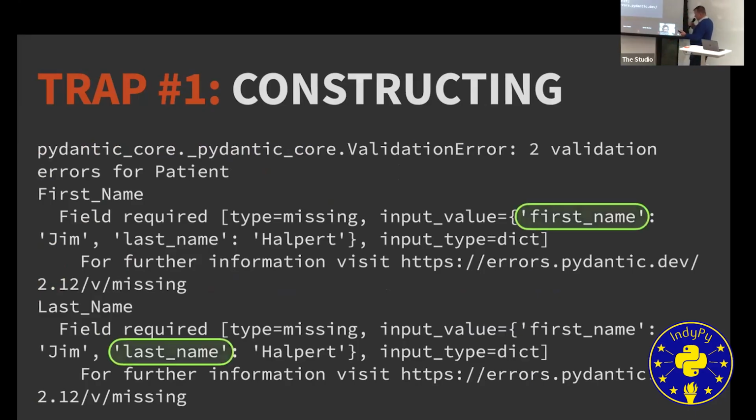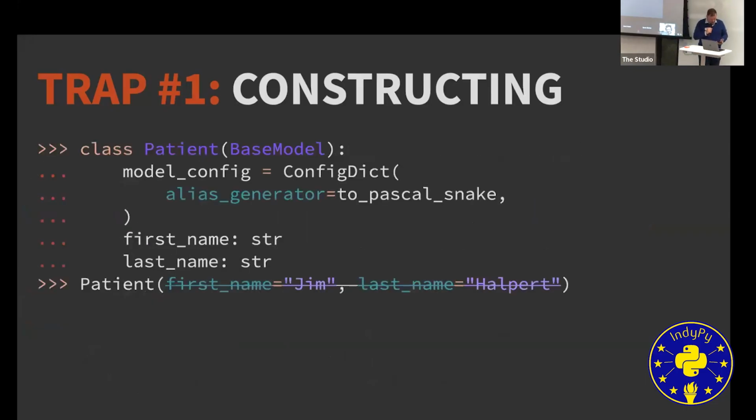So we have our input is snake case, but Pydantic is expecting Pascal snake case. So it's saying, hey, first name is required, and you didn't give it to me. We gave it to them, we just used the wrong case for it. So how do we fix this?